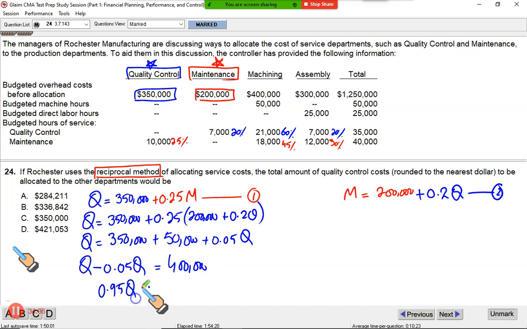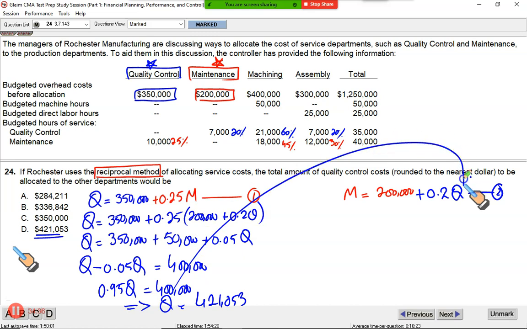It is a little bit of arithmetic. I am sure after the class you can watch the video and see what it is all about. So if you make Q the subject, Q is going to be 400,000 divided by 0.95. That gives me Q is equal to 421,053. That's what the question asked. The total amount of quality control cost to be allocated to the other departments would be 421,053.